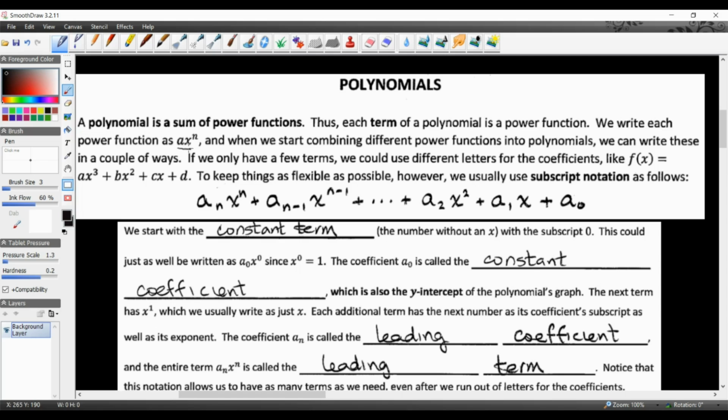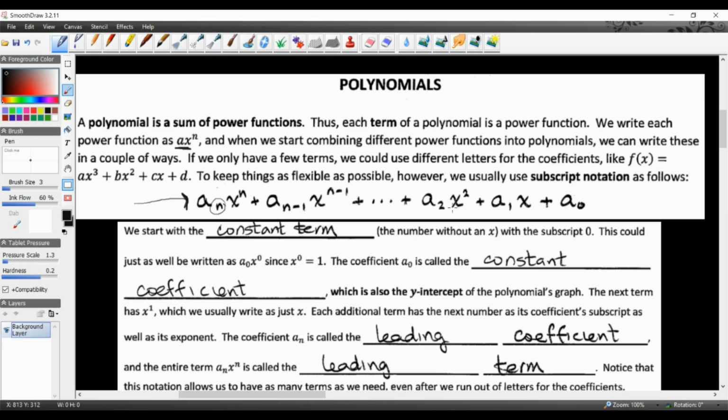However, after a certain number of terms, we might run out of letters. So what we do is we generalize it to look more like this one right here, where we use the same letter but use something called a subscript. This little n right here is a subscript. As we go down our polynomial, you can see the subscript is just going down by 1, until we eventually get to a sub 1 times x and a sub 0.